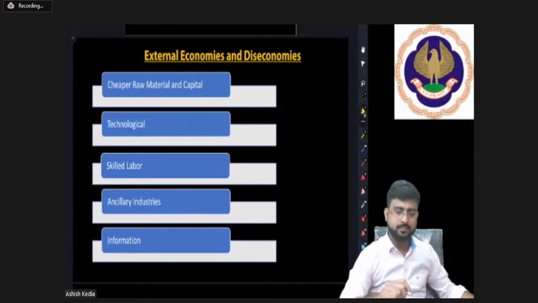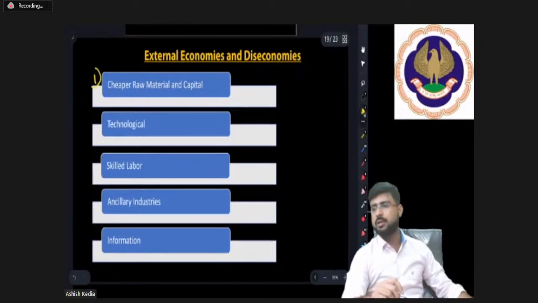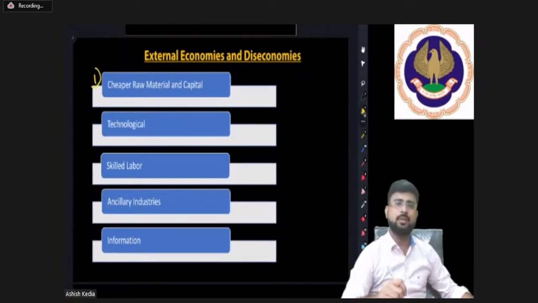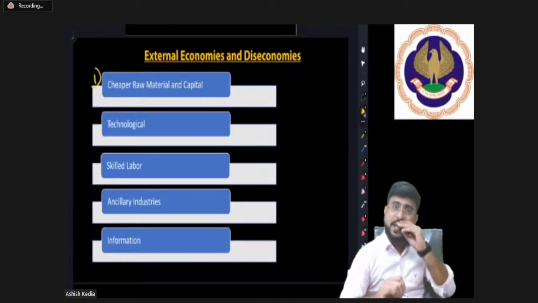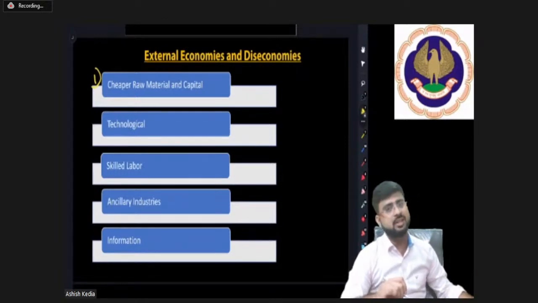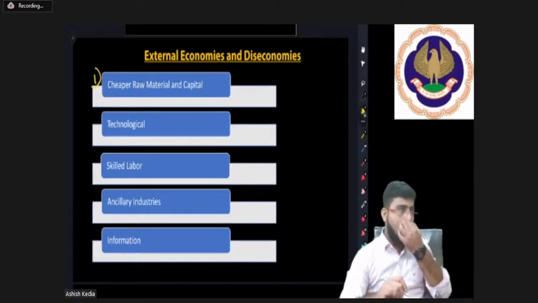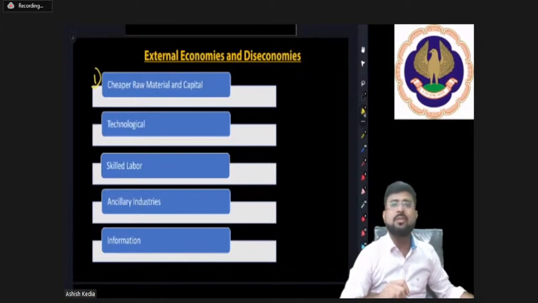See, external economies and diseconomies is the topic that we are doing. So number one, cheaper raw material and capital. If you are able to find cheaper raw material, because the industry is such that your raw material is very cheap. Let's say, for example, if you are in a business of construction, if the cement and stones are very cheap, that is an advantage to the entire industry.